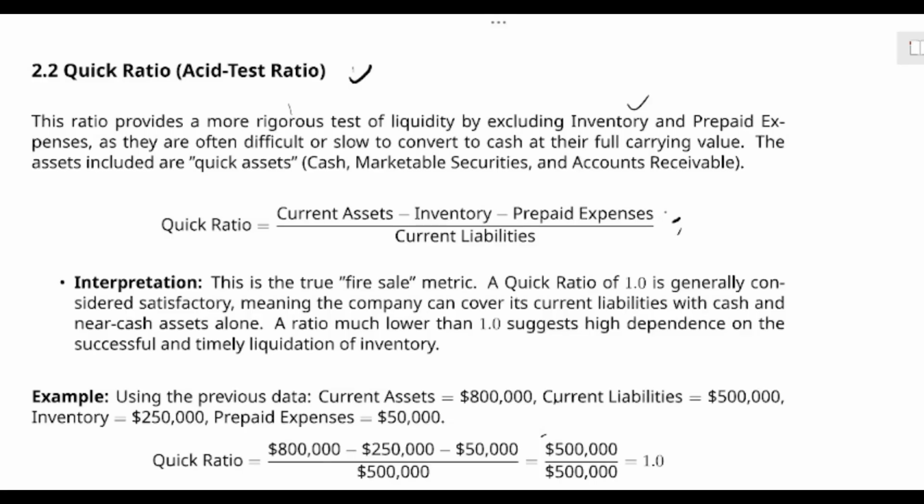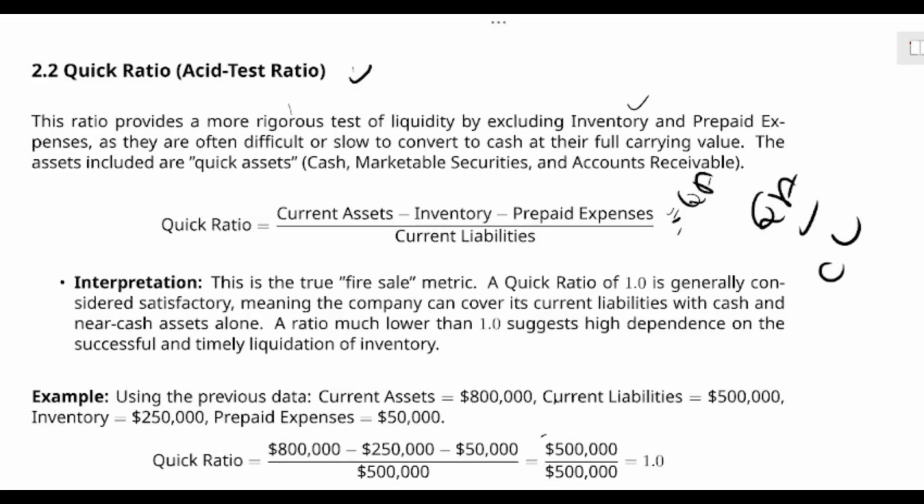So this is the quick asset. That means from the total current assets, we are removing inventory and prepaid expenses and comparing that quick asset with the current liabilities. So here the real formula is quick assets divided by current liabilities. So why are we removing this? This is to calculate the quick ratio or acid test ratio. We remove the inventory and prepaid expenses from the current assets.